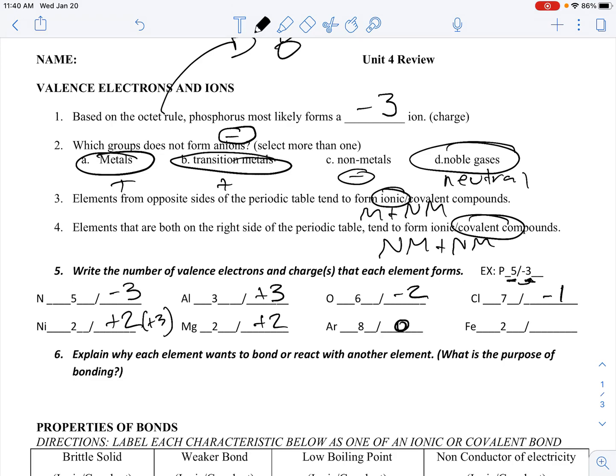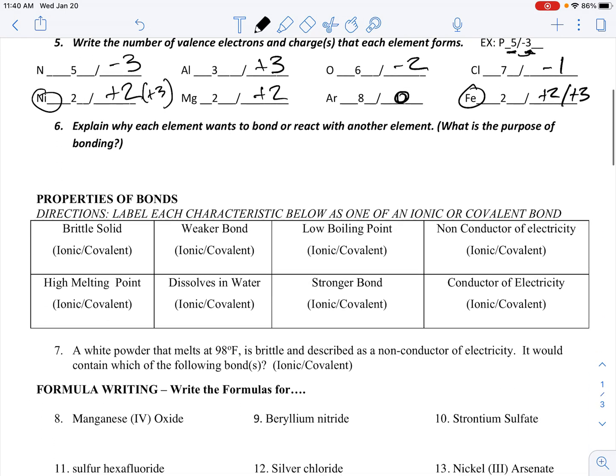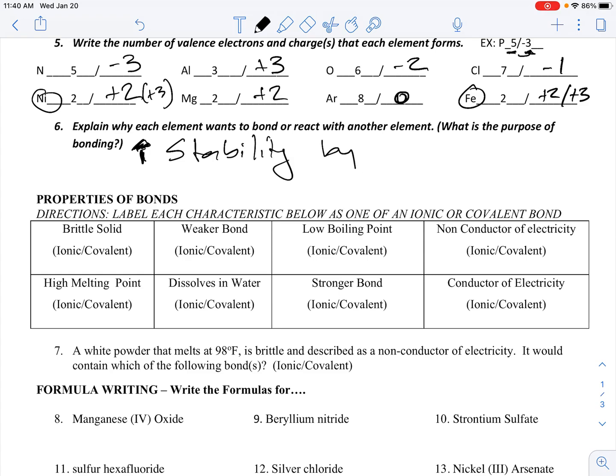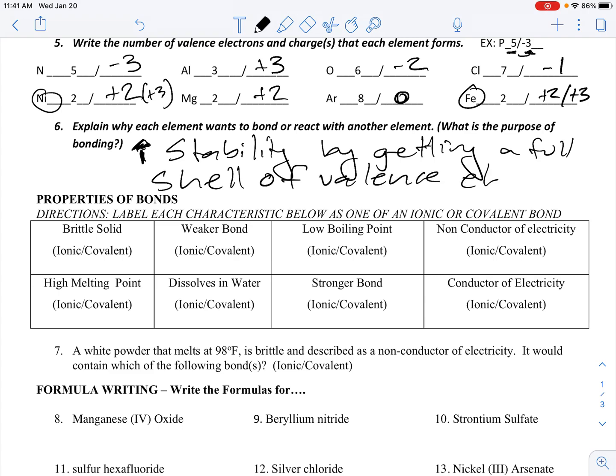Argon has 8, so it'll form a neutral charge, and iron, which has 2, can form a +2 or +3 charge as well. Because again, the difference between nickel and iron compared to the rest of the metals is that they are transition metals. Why do elements form compounds or form reactions? It increases stability by getting a full shell of valence electrons. And that's what's happening here.